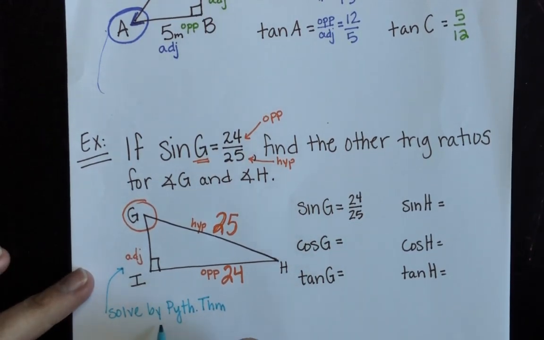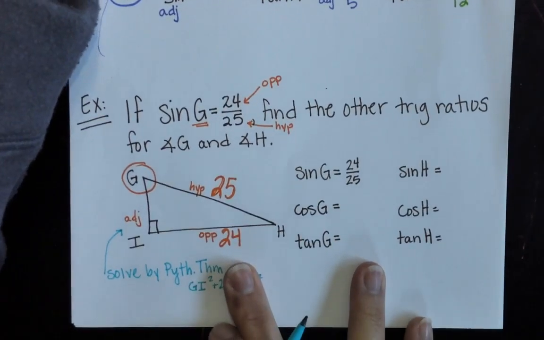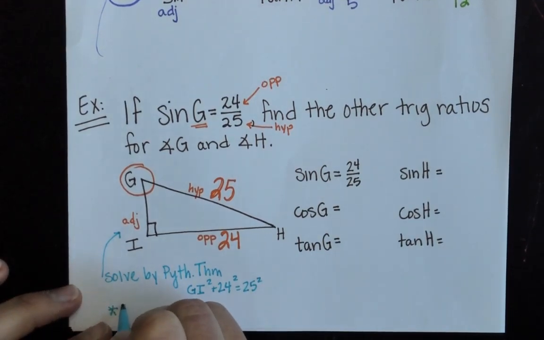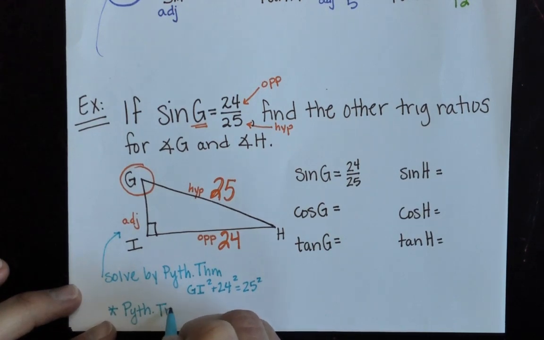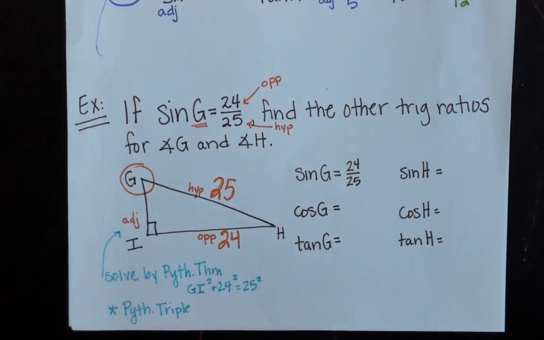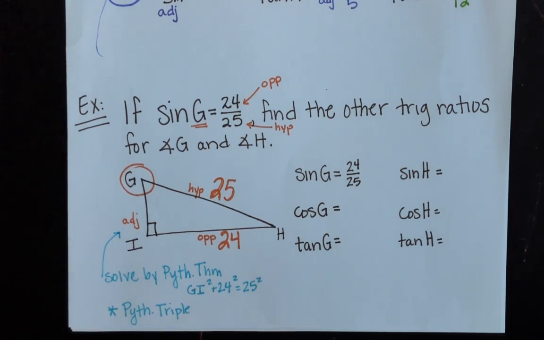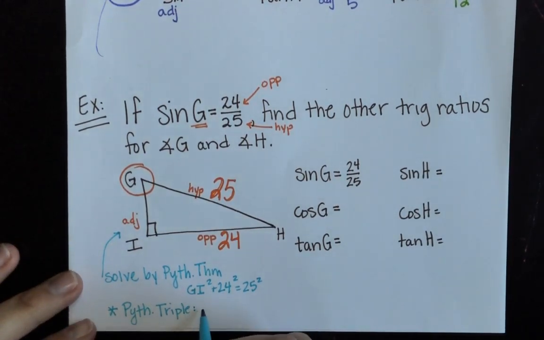And instead of GI squared plus 24 squared equals 25 squared, this is a Pythagorean triple. And we've talked since September about all the triples: 3, 4, 5; 5, 12, 13; 7, 24, 25; 8, 15, 17. We also talked about 9, 40, and 41; 11, 60, and 61. So in this case, it's a Pythagorean triple, 7, 24, 25.